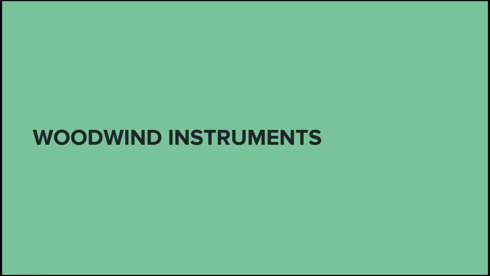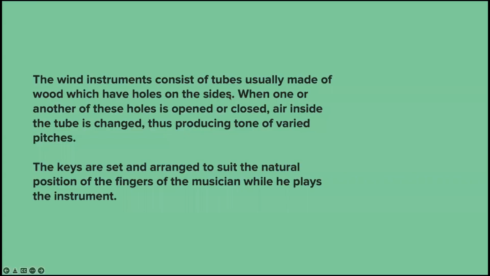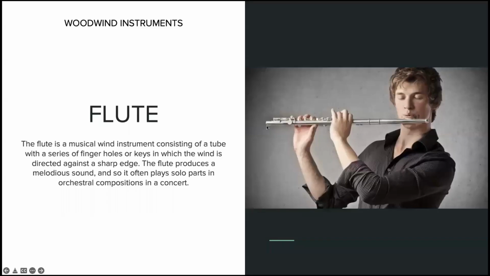The woodwind instruments. So the wind instruments consist of tubes usually made of wood. That's why woodwind. Which have holes on the sides. When one or another of these holes is open or closed, air inside the tube is changed, thus producing tone of varied pitches. Again, we're talking of pitches. The keys are set and arranged to suit the natural position of the fingers of the musician while he plays the instrument.